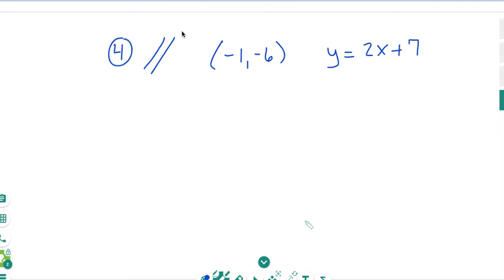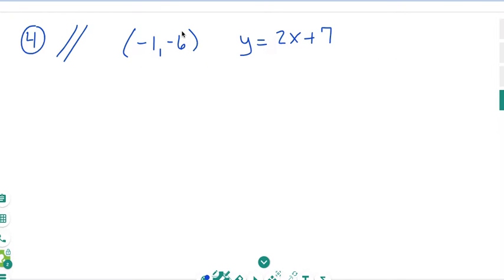Now we're going to find the equation of the line that is parallel to y equals 2x, and it goes through the ordered pair -1, 2. So if we're doing the equation of the line, the first three things I write are y equals mx plus b, m equals, b equals.